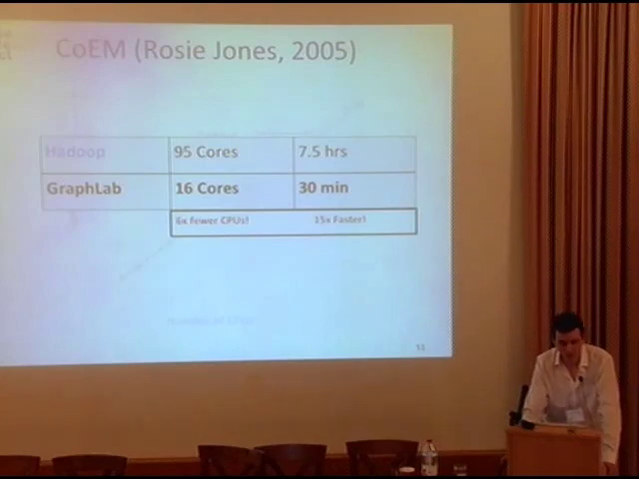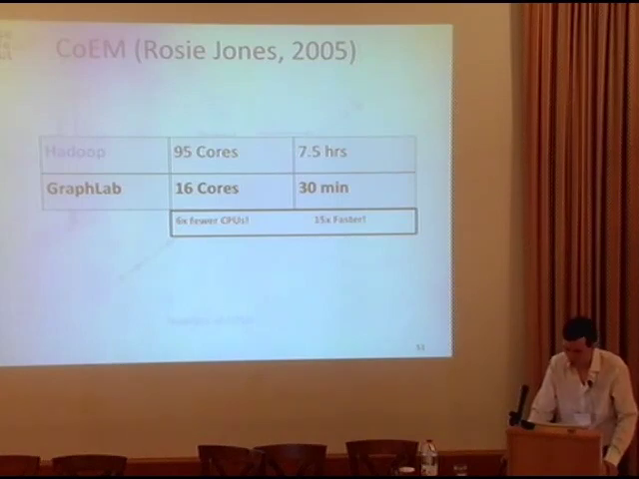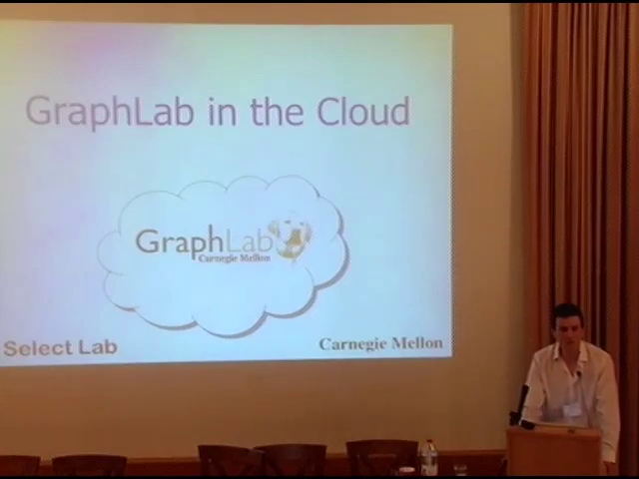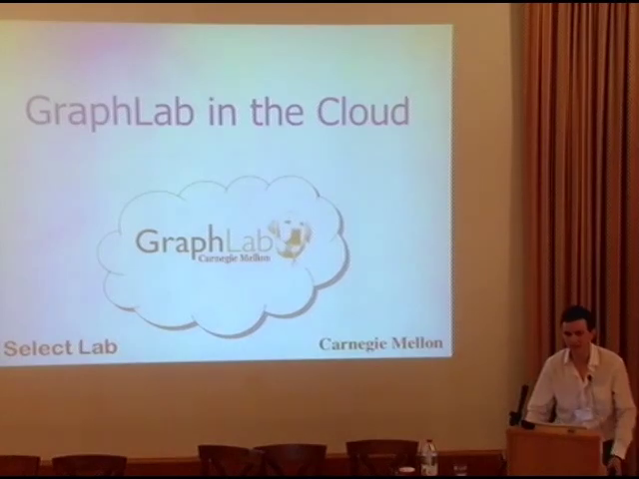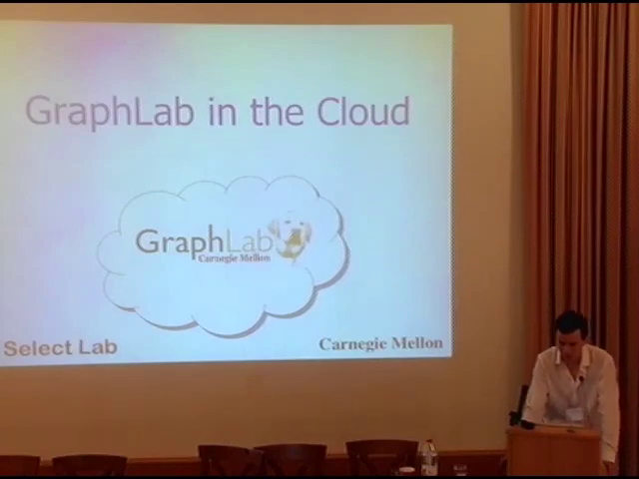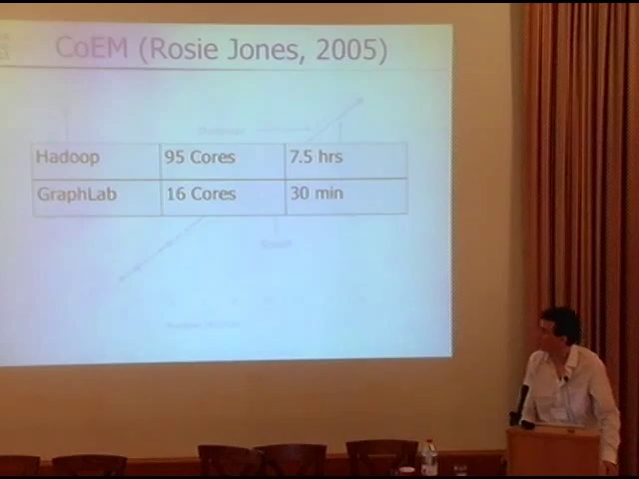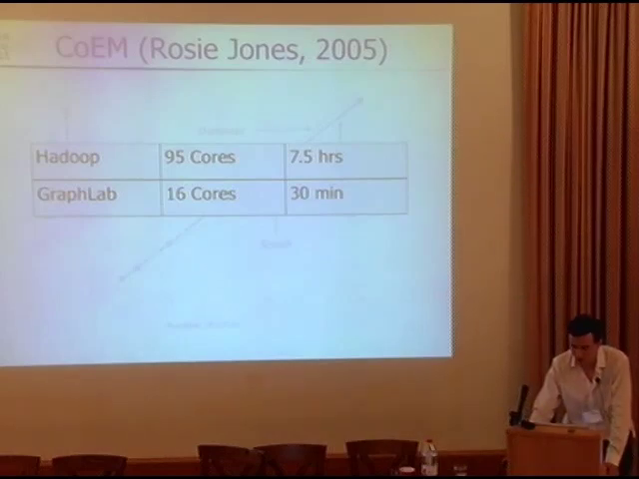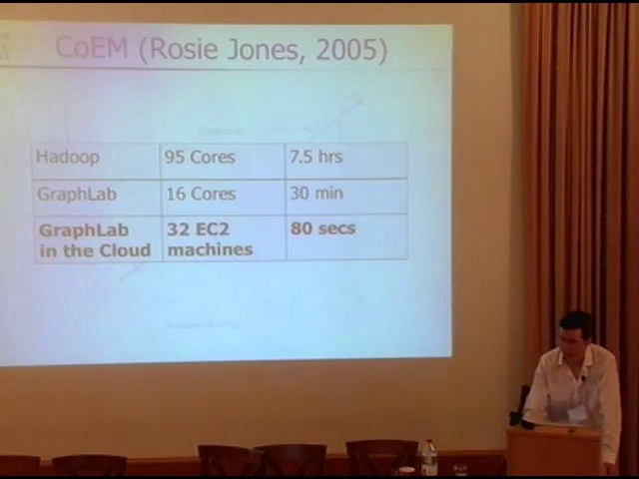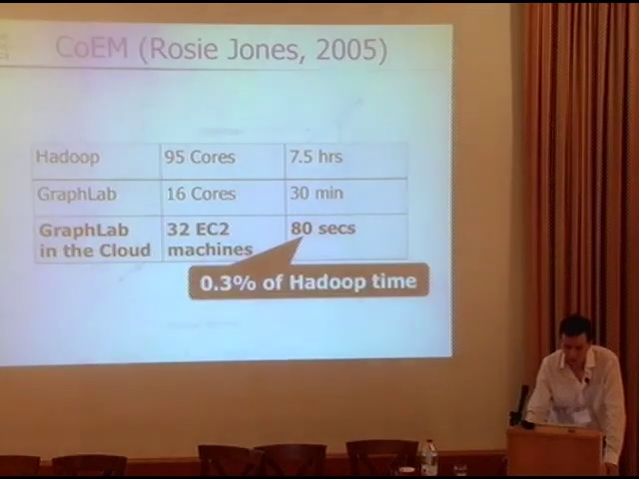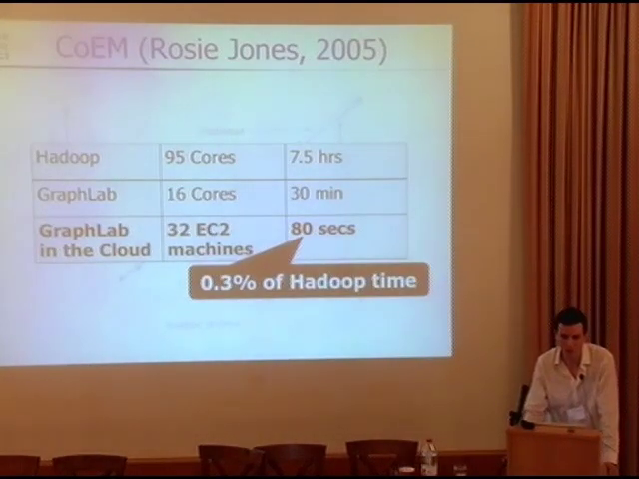Now, you can say Hadoop is a cloud-based system, and the GraphLab I described so far is a multicore version. But we also have a cloud version of GraphLab, which addresses many of the cloud setting problems like splitting the data, dealing with communication, and so on. I won't go into a lot of detail, but if you look at the same problem, where Hadoop was taking 7.5 hours on 95 cores, and GraphLab multicore was taking 30 minutes on 16 cores, and you do this on the cloud with 32 EC2 machines, which is about the same number of cores Hadoop was using, it took GraphLab 80 seconds. That's about 0.3% of the Hadoop time for the same problem.